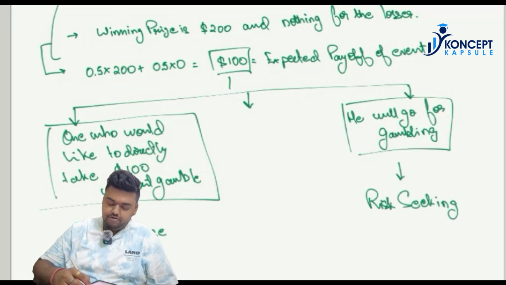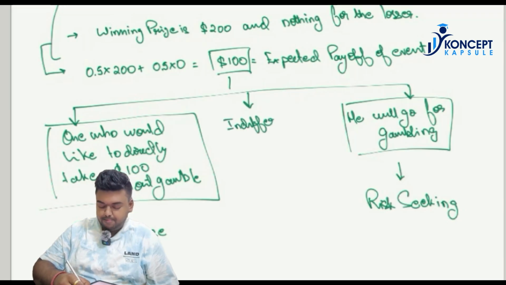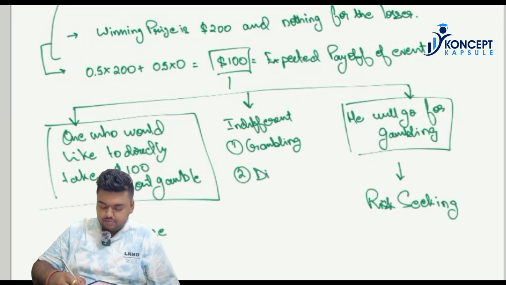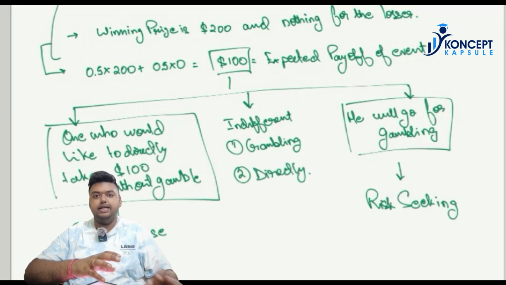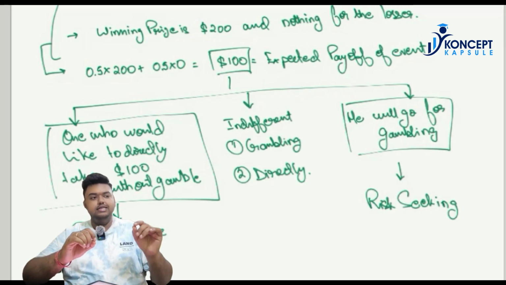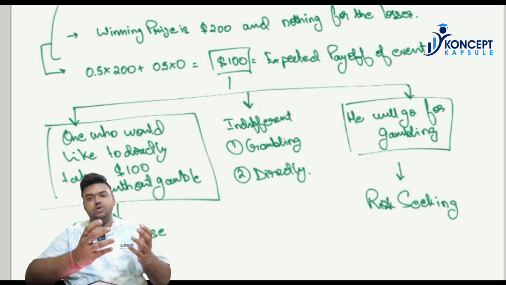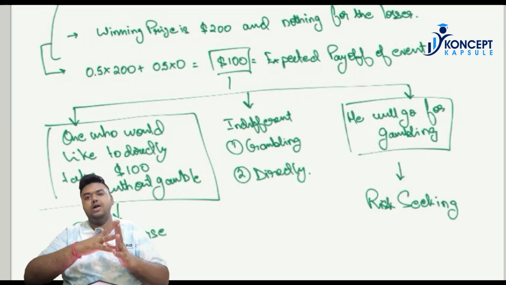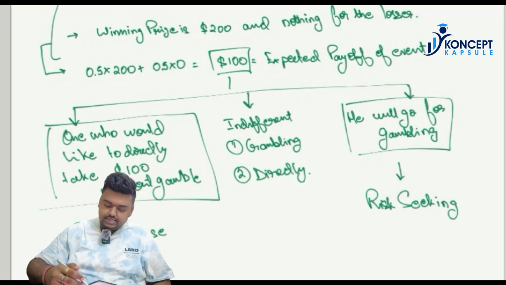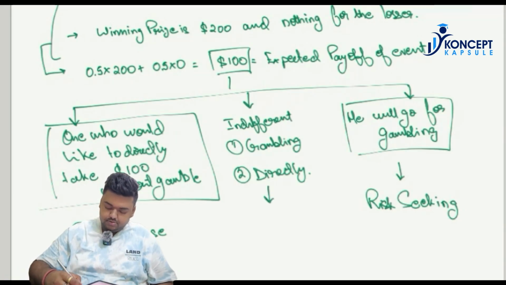While there is a third category of person who is indifferent between gambling or directly taking the money. So what he will see is that the expected payoff from gambling is also 100, and the amount that I am getting directly is also 100. So I am indifferent in my approach. I can either take the gambling option or I can directly take the $100 bill. This guy is known as risk neutral.